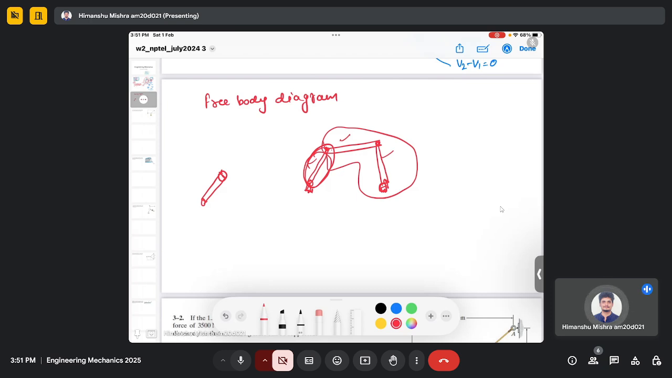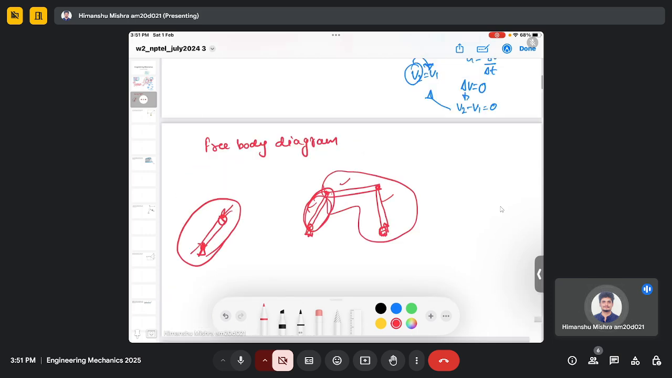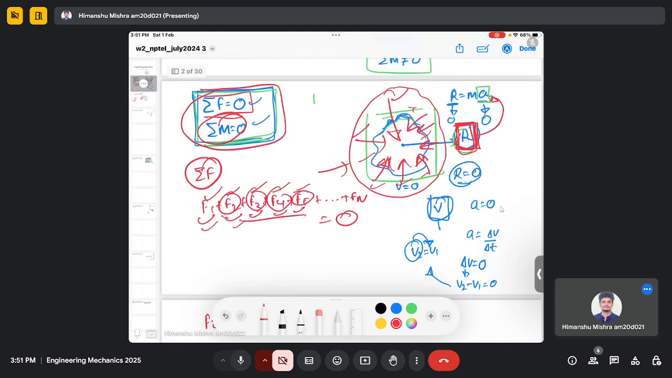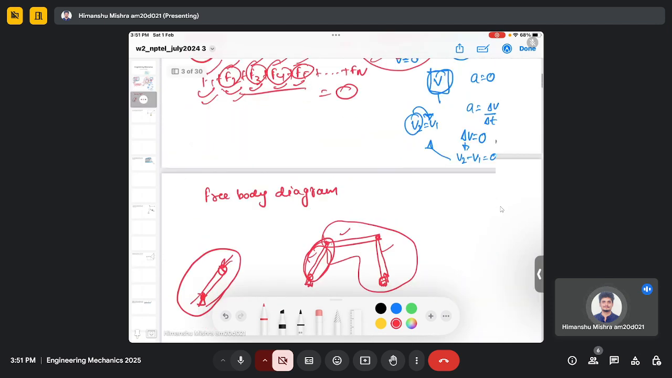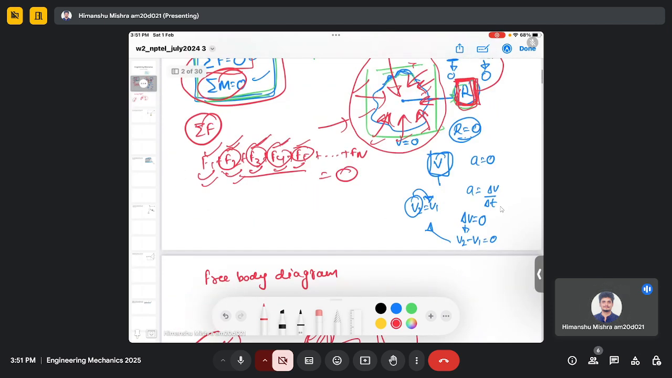So it could be due to the body force, it could be due to the surface force, or it could be due to the reaction forces. So just identify all the forces which are acting on this body and then use this equation. And from this equation, you can actually calculate the number of unknown forces, F1, F2 or F3, whichever is required.